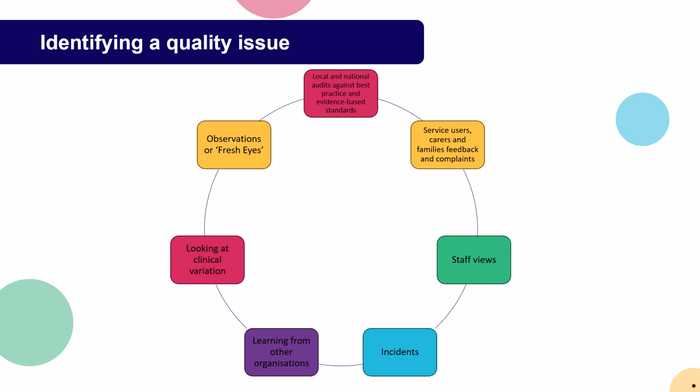You might have already identified a quality issue in the work you undertake. But if you haven't, some ideas for identifying areas of improvement might include local and national audits against best practice and evidence-based standards, feedback and complaints from service users, carers and families, staff views, incidents, learning from other organisations, looking at clinical variation, and observation or fresh eyes.